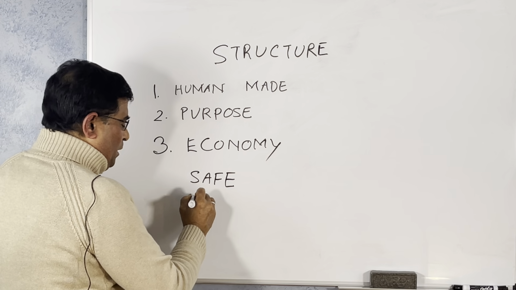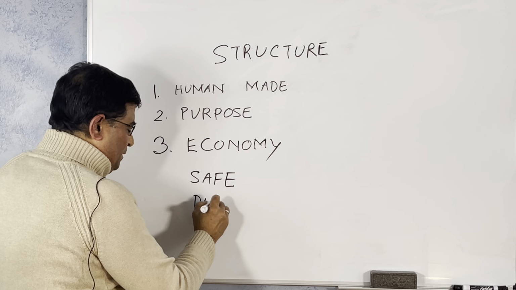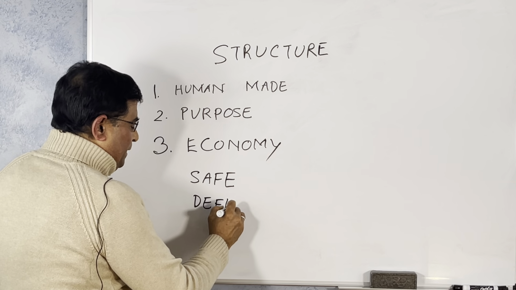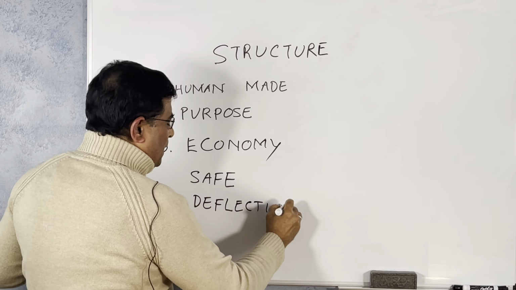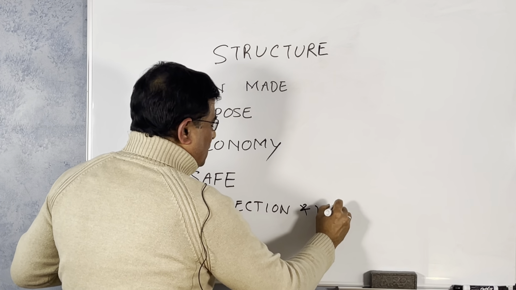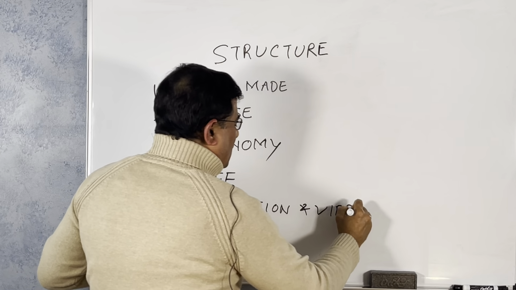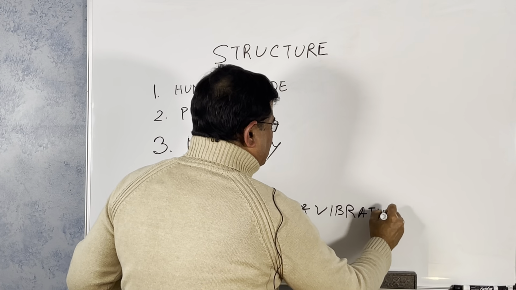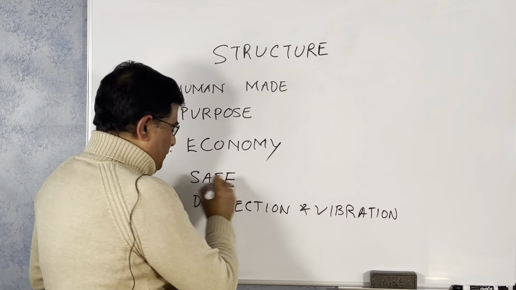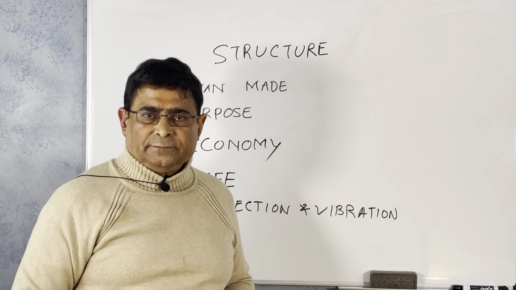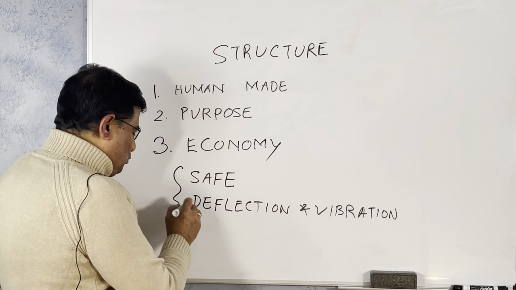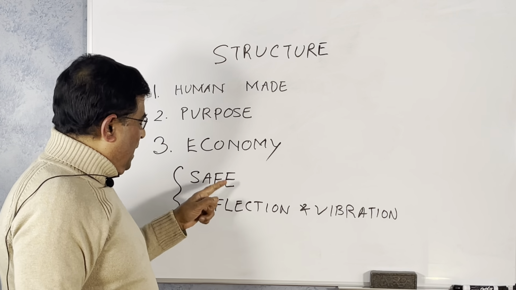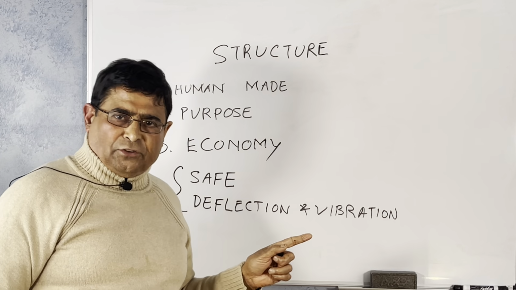And it should not have excessive deflection, mostly. Deflection and vibration, these are the two main things. It should be safe. It should not collapse. Understand? So our main purpose is to satisfy these two conditions: safety and not too much deflection.